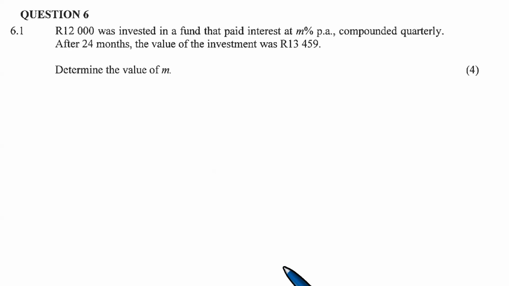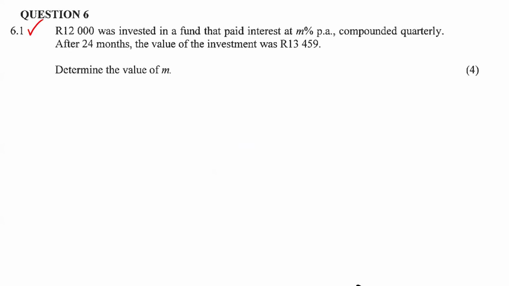Okay, right. So if you're looking at the fact that 12,000 Rand was invested in a fund that paid interest of M% per annum compounded quarterly. After 24 months, the value of the investment was 13,459 Rand. Determine the value of M. What formula do we use here? Anyone? Tando or Nombuso? Anyone?